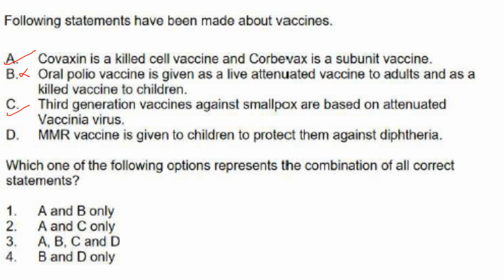Third generation vaccines against smallpox are based on attenuated vaccinia virus. That is correct. MMR vaccine is given to children to protect them against diphtheria. Not diphtheria but measles, mumps and rubella. So D is also incorrect. So the correct answer is A and C only.